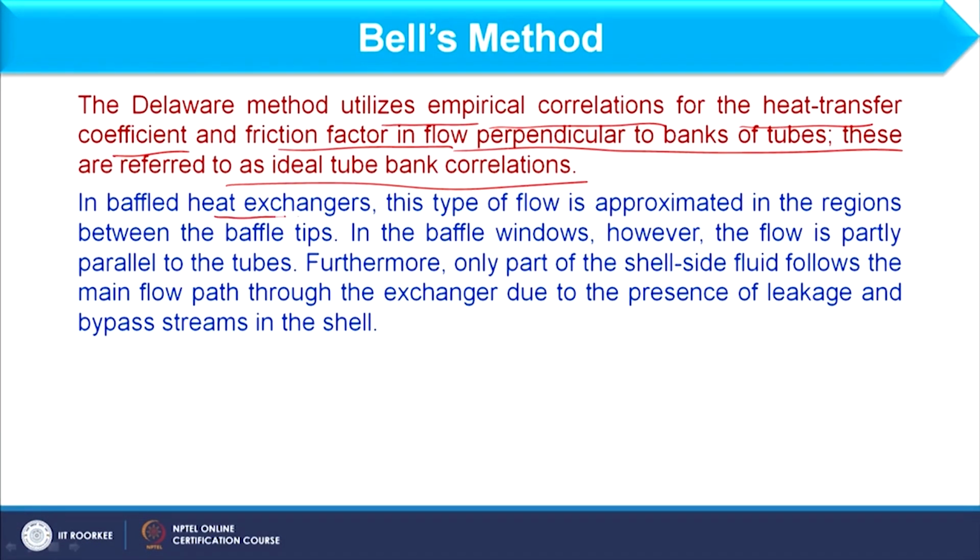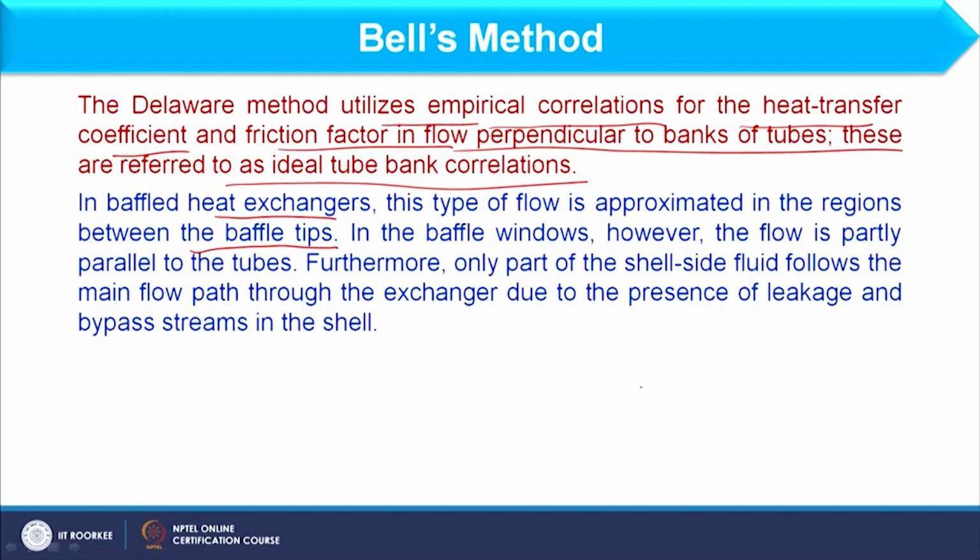Further, in a baffled heat exchanger, this type of flow is approximated in the region between baffle tips. Which type of flow? The flow perpendicular to the tubes. So, when I am considering the shell and tube heat exchanger, this section where the flow is perpendicular to the tubes falls in the cross flow zone. So, that region is between baffle tips.